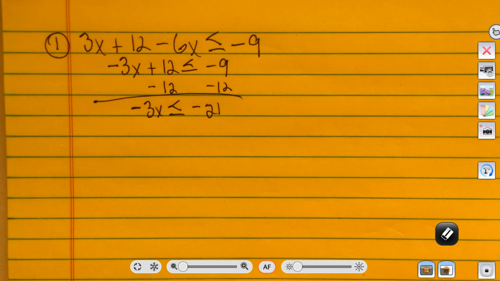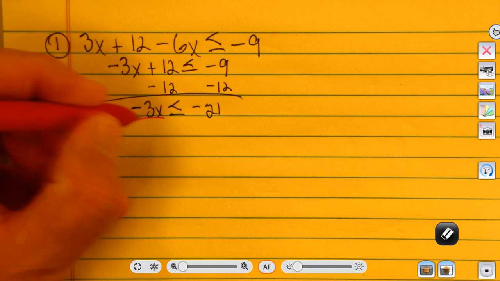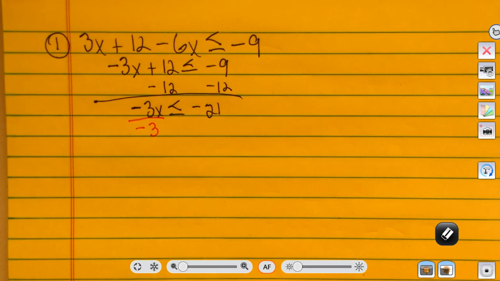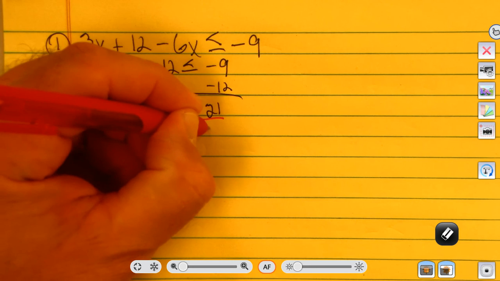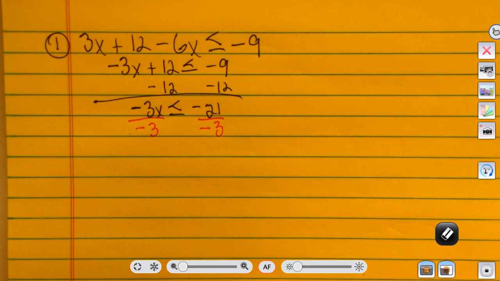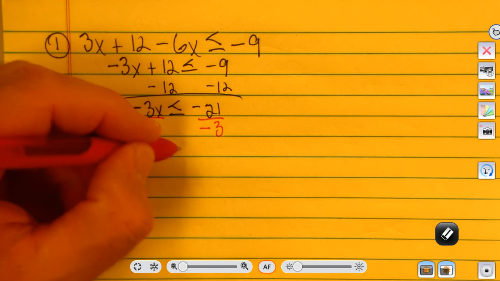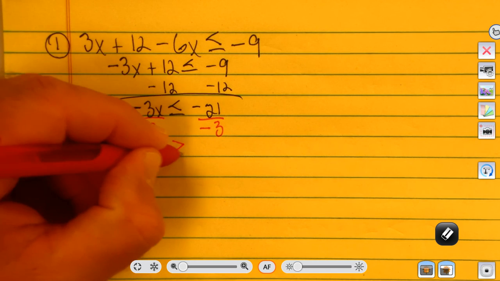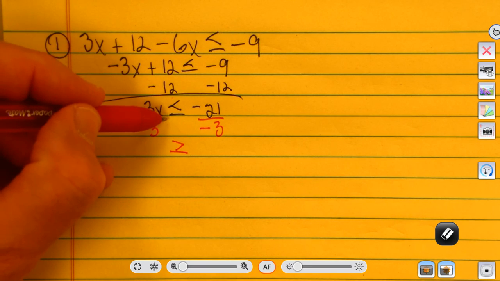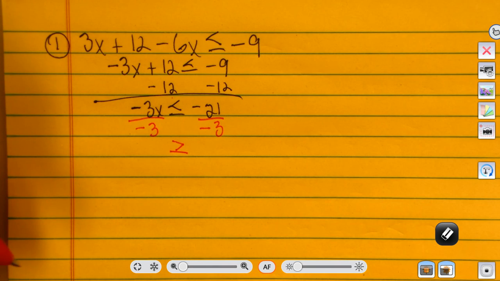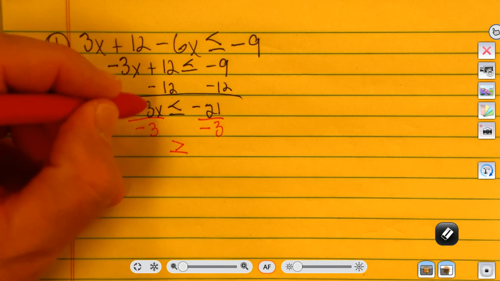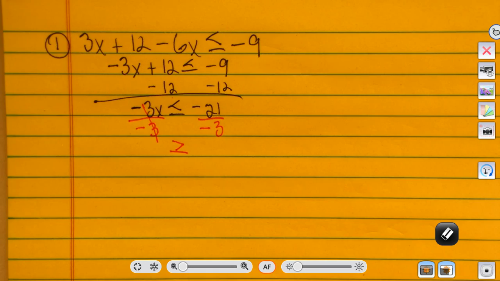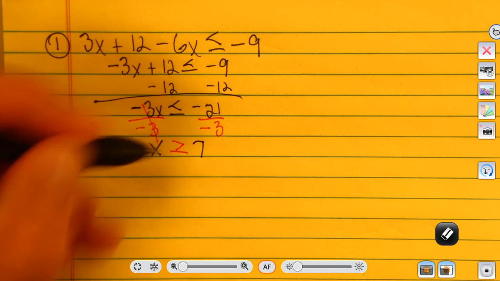All right, so what did I divide by? Yeah. Now, somebody said I divide by negative 3. Emphasis on that answer, negative 3. Here's what's got to happen. When I divide by a negative, the sign must reverse. No longer is it less than or equal to, it becomes greater than or equal to. All right? So these two cancel, and I'm left with x is greater than or equal to positive 7, yes.